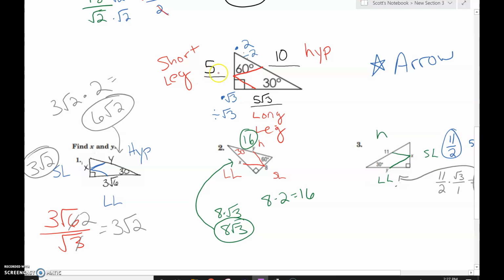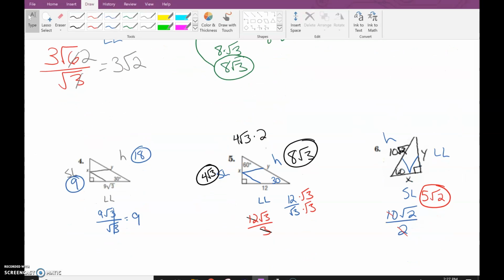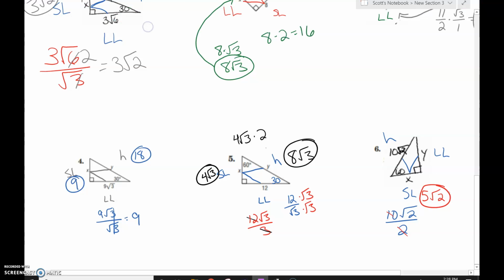Short leg to long leg now. It's getting bigger, so I'm going to have to multiply by the square root of 3. So I'm going to take this times the square root of 3. Notice I'm traveling along here every time, traveling on that arrow. Now, the 5 is on the outside, so the only thing that changes is the inside. So this should be 5 square root of 6. 2 times 3 is 6.